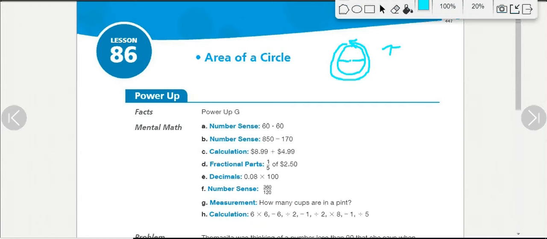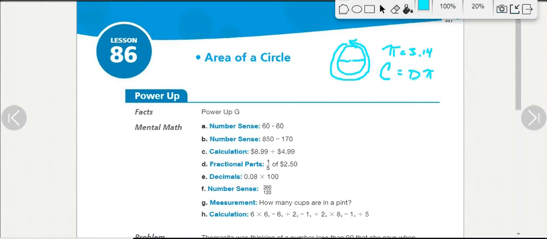Pi equals 3.14, rounded. And the formula for circumference, you take diameter times pi.